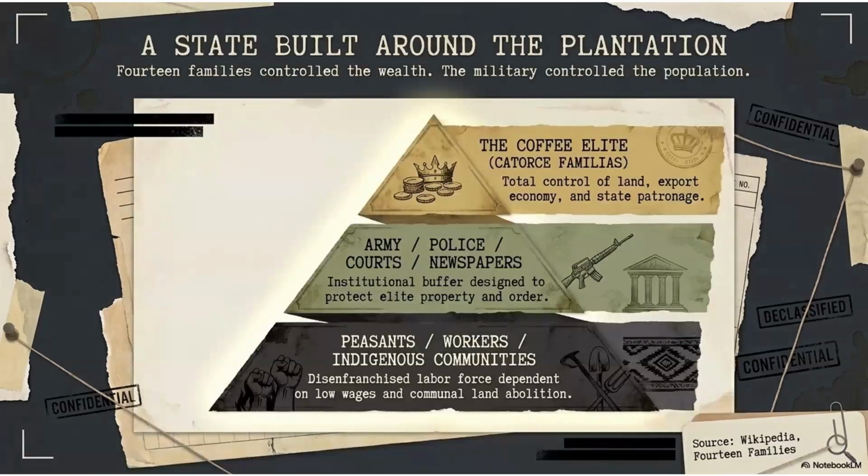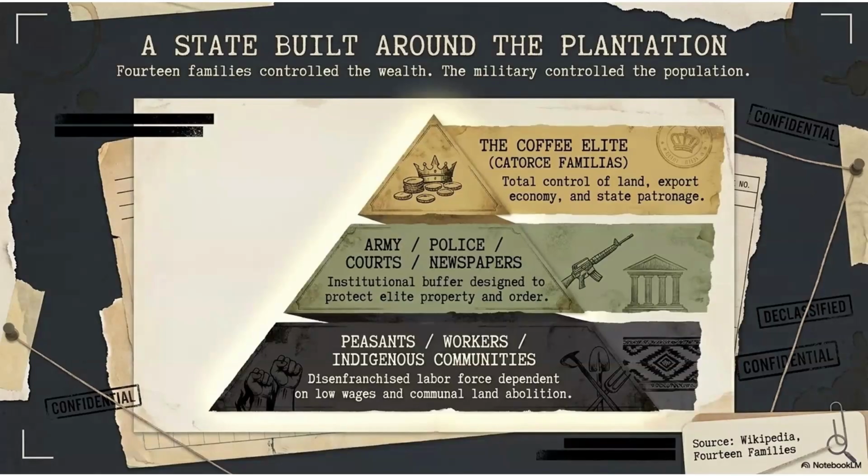This pyramid explains the society created by the coffee economy. At the top is the coffee elite. The phrase "14 families" is often used to describe this oligarchy class. It is not often meant as a precise list of 14 families. It works as a symbol of how concentrated land and power were in El Salvador. The elite controlled land, wealth, banks, political influence, and often the newspapers and institutions that shape public life.